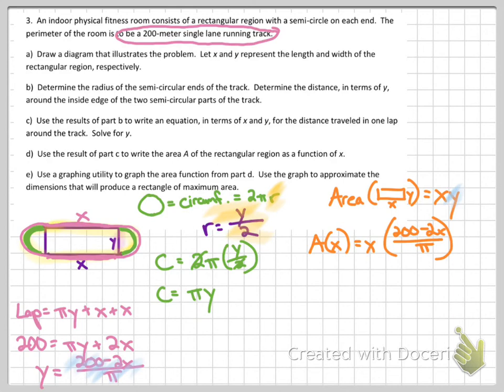E, use a graphing utility to graph the area function from part D. Use the graph to approximate the dimensions that will produce a rectangle of maximum area. So this is only if your teacher has taught you how to do this. I can't teach this in a video. So if you've learned about finding the maximum on your calculator with your current pre-calculus teacher, you would type this equation into y1, just like it is, x parentheses 200 minus 2x all over pi, close parentheses. You would sketch it, and in your little window, it's going to end up being a parabola shape.